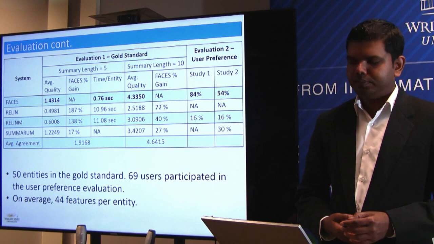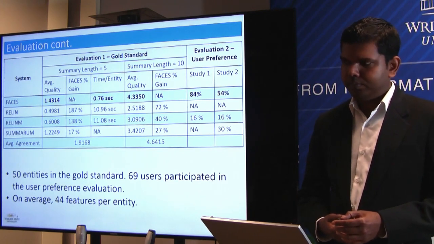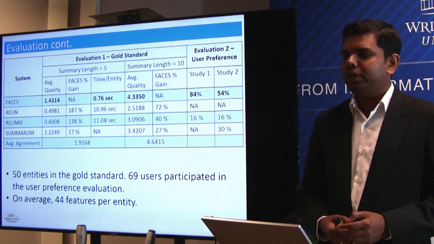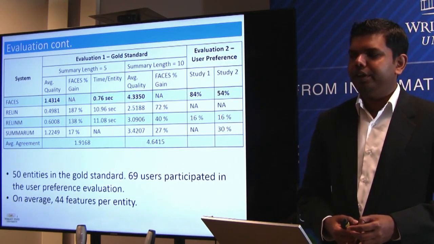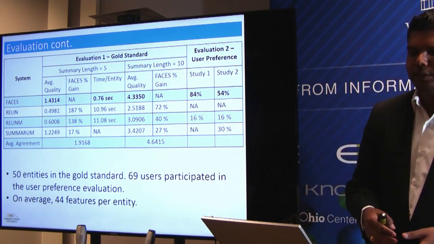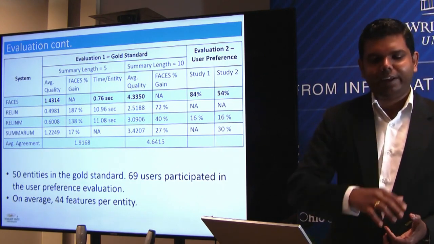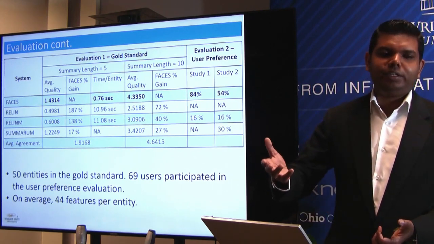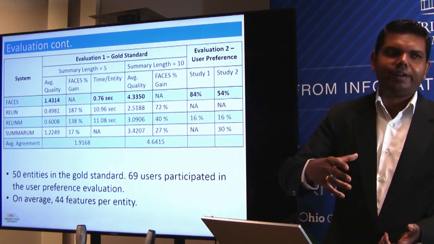The answer to Hamid's question is that we did not tell them anything about grouping. Grouping is our way of getting to the diversity in the summary. We didn't tell them. We didn't even tell them which system generates the summary. Even in creating the entity summaries, they don't have that information because they are generating the gold standard.